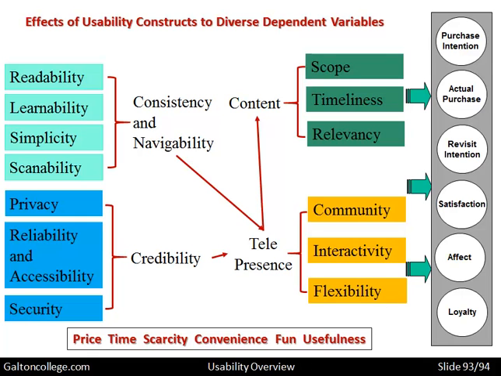So on the very bottom of the slide here we've got price, time, scarcity, convenience, fun, usefulness. And that's probably a good way of getting a quick summary of what we've done in 93 or 94 slides. Looking at the price of the product, the timeliness of the product, the relevance of the product in today's world, scarcity issues. The price and scarcity, of course, go together from our knowledge of economics. But scarcity issues, when can it be delivered? Is it in short supply at the moment?